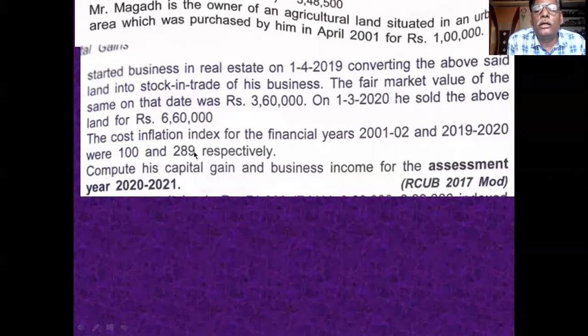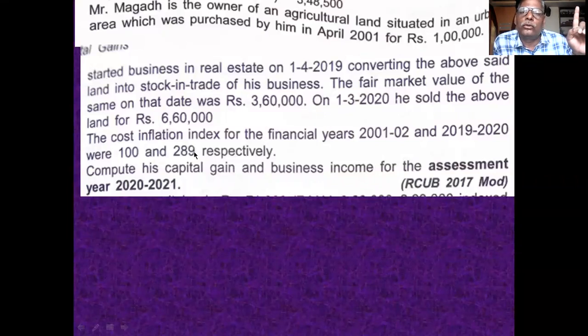Then you have to calculate the capital gain. This is the first part relating to business. The second part is relating to capital gain. What is the capital asset cost? What is the cost of that land when you purchased it in the year 2001? 1 lakh is the cost in the year 2001.